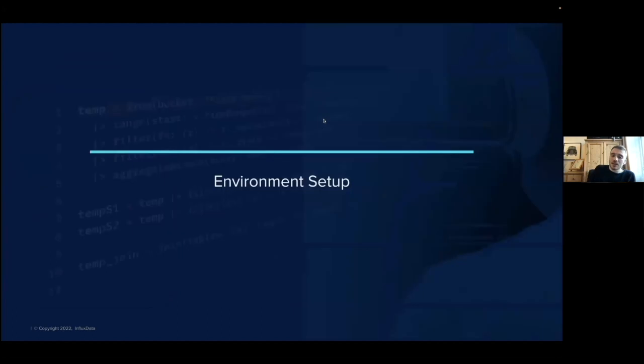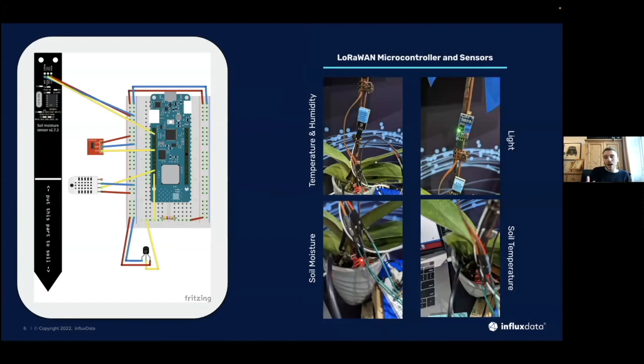Let's work through. So first, we're going to talk about the environment setup. So here is our LoRaWAN microcontroller and sensors. All I'm using here is an Arduino MKR 1310. This is a really cheap device. You can get it for about $30 to $40. Essentially you can put it on a breadboard and wire up a bunch of lightweight sensors. It comes with an integrated LoRa chip, which allows you to connect directly to the Things network and basically to a LoRa network of your choice if it's not the Things network.